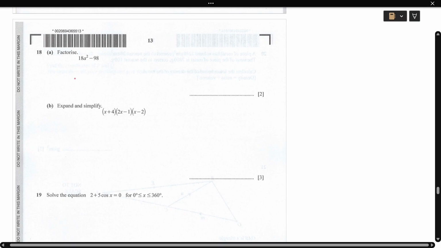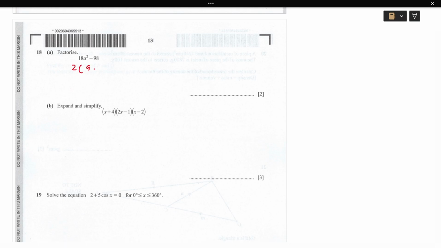Next one, just factorize. First I'll bring 2 out. So 9a squared minus 49. So 2 into (3a) squared minus 7 squared. So the final answer is going to be 2 into (3a plus 7) and (3a minus 7).